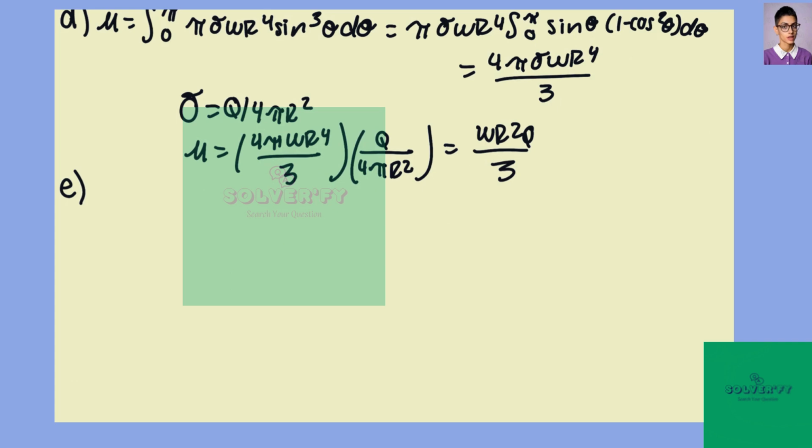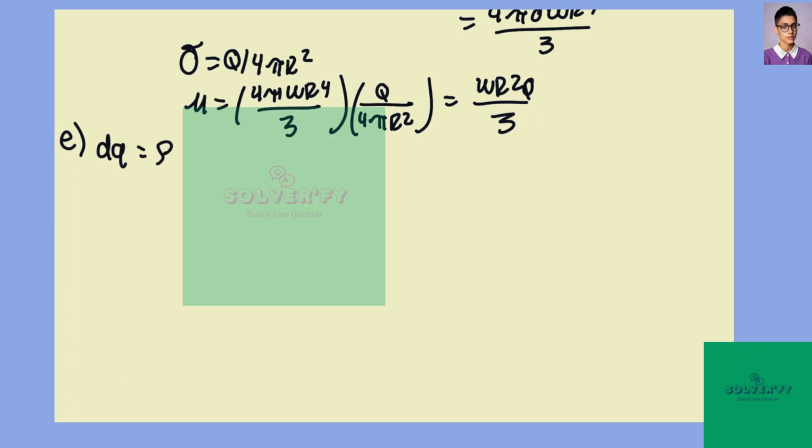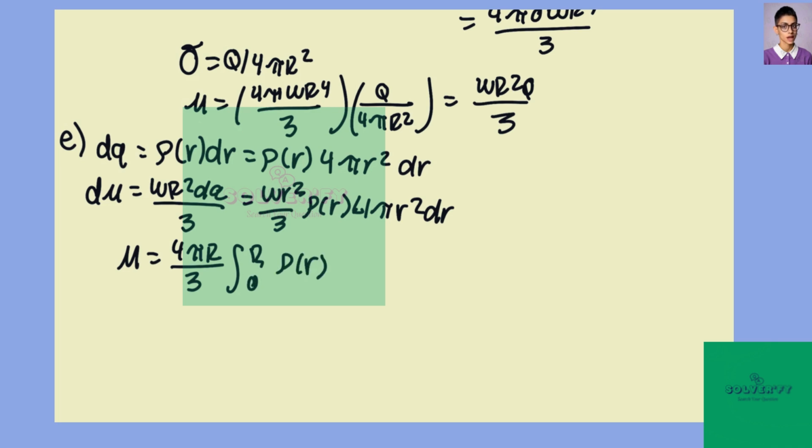For part E, we now have a solid sphere, so we need to consider the sphere to be a series of thin concentric shells, each of thickness dr. And we use the results from part D. So we have dq is equal to ρ(r) dV, which is equal to ρ(r) times 4πr² dr. And dμ is ωr² dq divided by 3, which is ωr² divided by 3 times ρ(r) times 4πr² dr, and that equals 4πω divided by 3 times the integral from 0 to R of ρ(r) r⁴ dr.